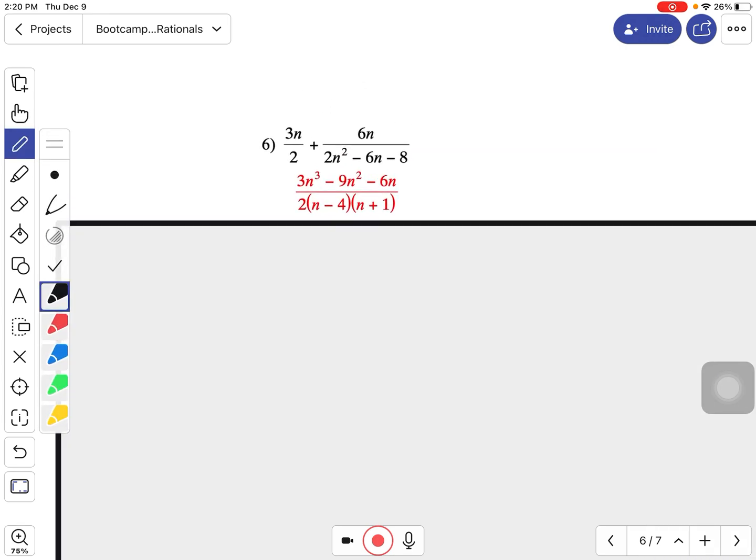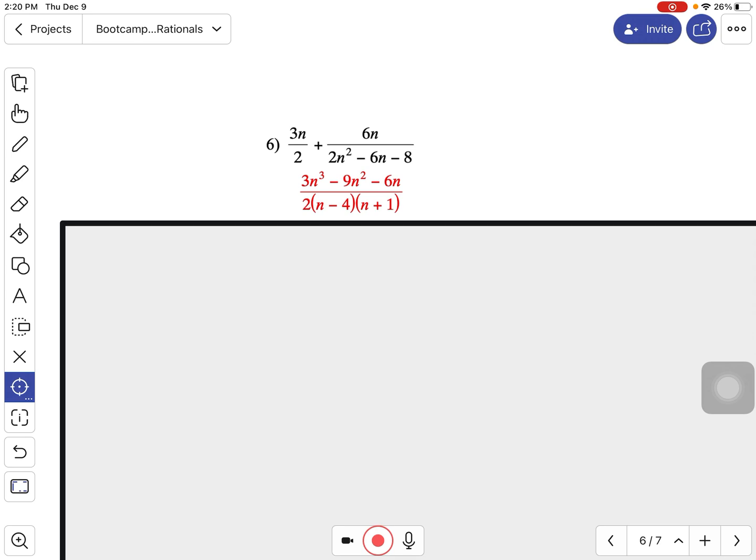Just taking a look at the problem. We're trying to find the sum of two rational expressions. And the first thing we're always going to do when we take a minute to try to find that sum is factor and reduce where we can.